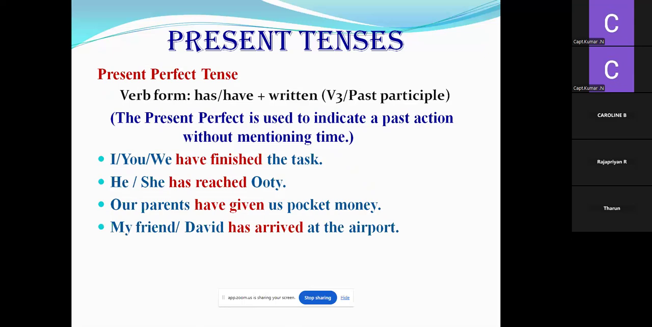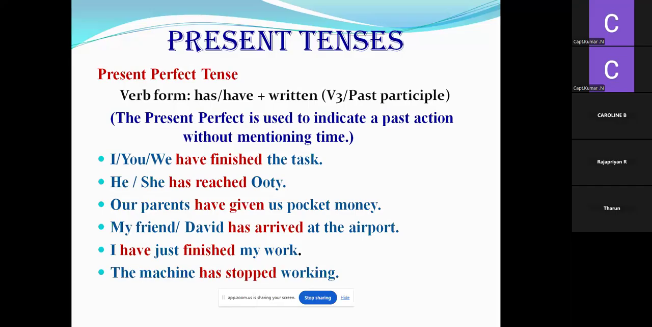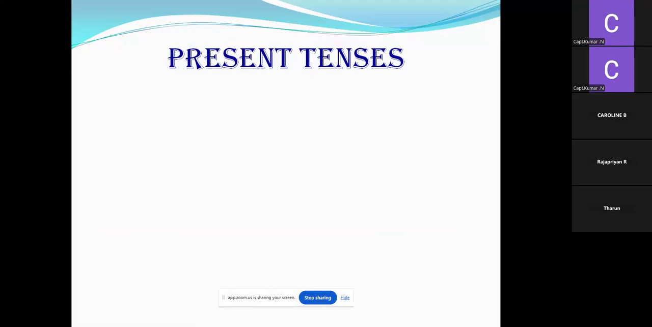My friend has arrived at the airport. I have just finished my work. The machine has stopped working. So all these actions have happened in the past, but there is no mention of time. For this tense, the word already is the tense marker. But any past activity, if time is not mentioned, it is present perfect tense. So let's move to the next one.